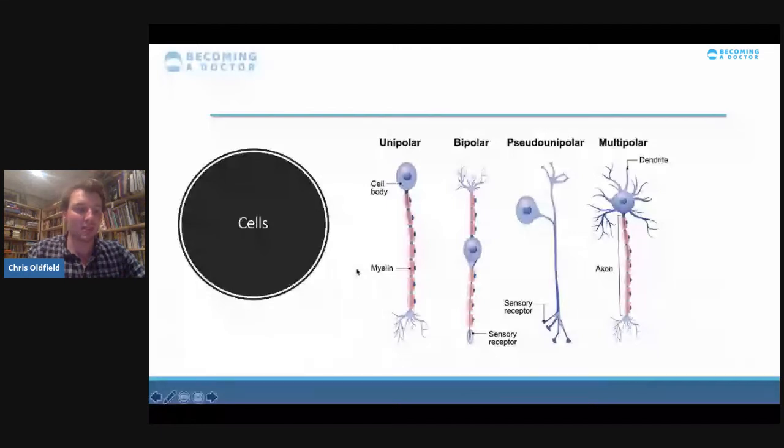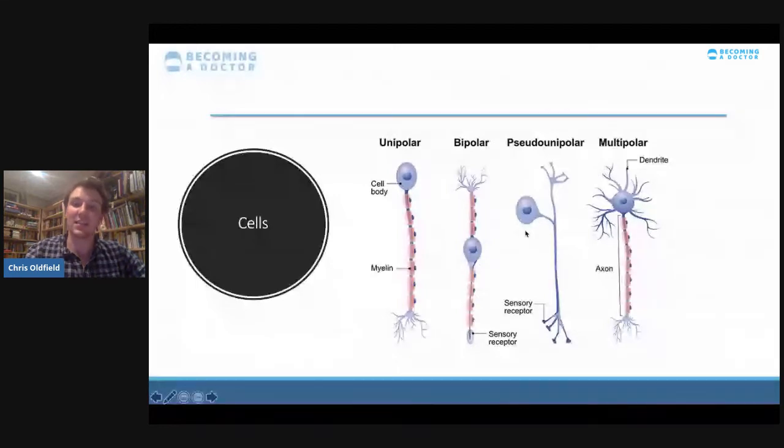Unipolar isn't in humans, so don't worry about that. You won't really see it. Bipolar, on the other hand, you will see. And the main place where you see this is in the retina. If you've done some more neuro, you might have heard of the retinal bipolar cells, or also in your vestibular cochlear nerve, which carries auditory information and information about balance from your ear to your brain. And then finally, we have pseudo unipolar cells.